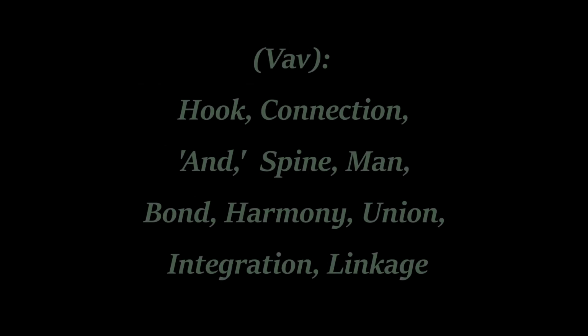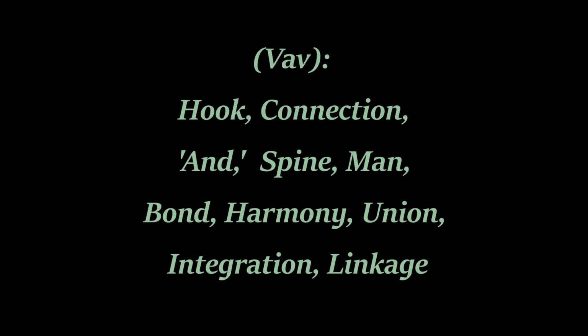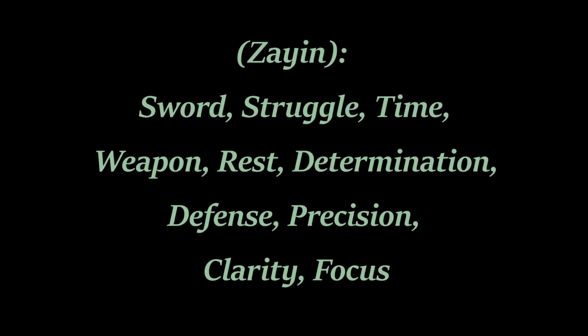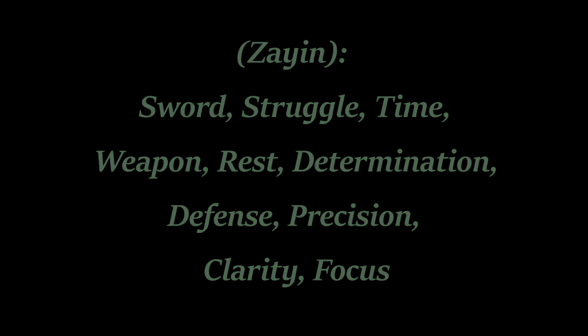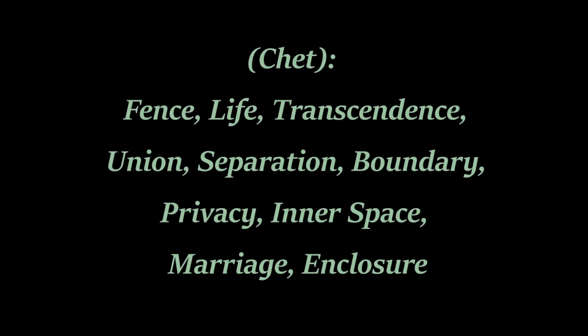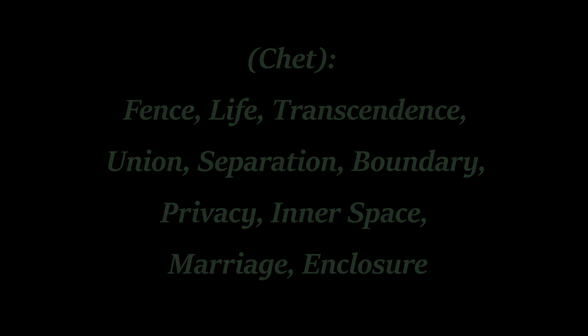He: window, revelation, breath, divine name, presence, expression, emphasis, divinity, inspiration, breath of life. Vav: hook, connection, spine, man, bond, harmony, union, integration, linkage. Zayin: sword, struggle, time, weapon, rest, determination, defense, precision, clarity, focus. Chet: fence, life, transcendence, union, separation, boundary, privacy, inner space, marriage, enclosure.